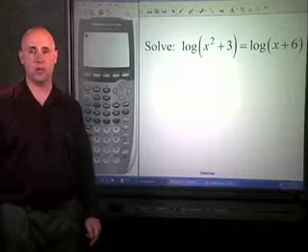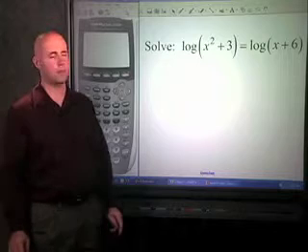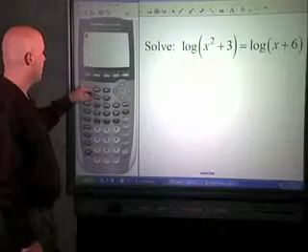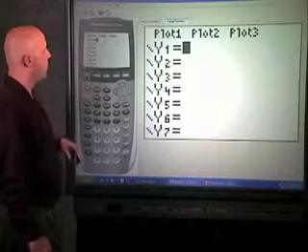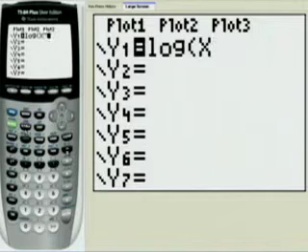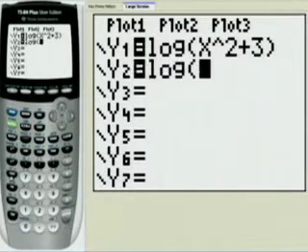Now that we've solved this equation algebraically, let's use our Smartboard interactive whiteboard to solve it using a graphing utility. To solve our equation, we notice that we have expressions on both sides of our equation. So we'll enter our left side at y1 and our right side at y2, and we'll look for intersection points. We go to our graphing calculator. In y1, we want to enter the left side, which is log base 10 of x squared plus 3. Close parentheses. And in y2, we enter the right side, which was log base 10 of x plus 6.